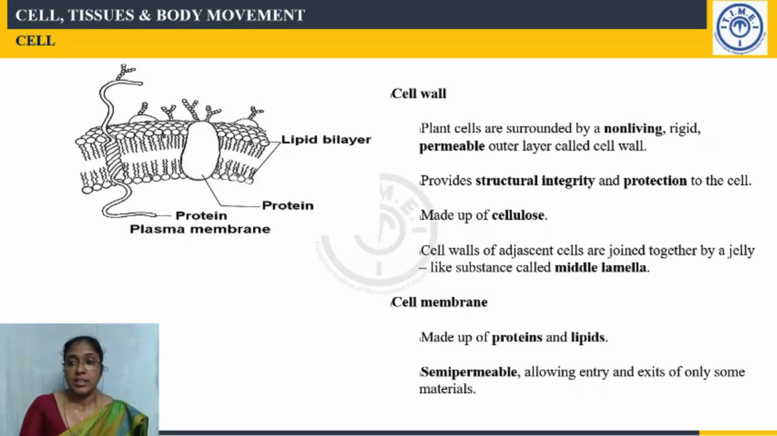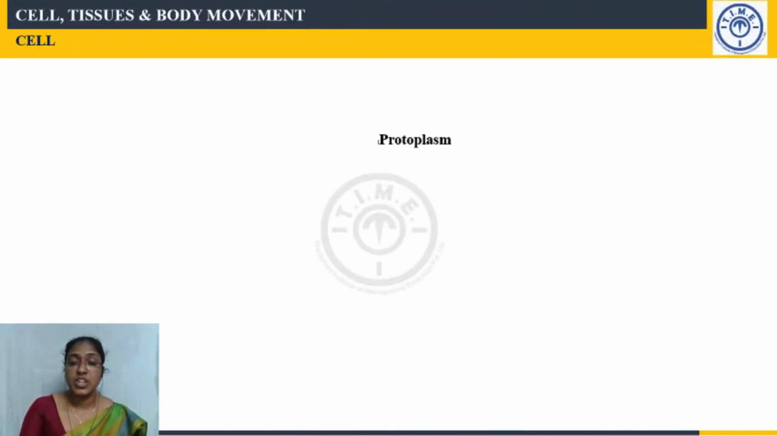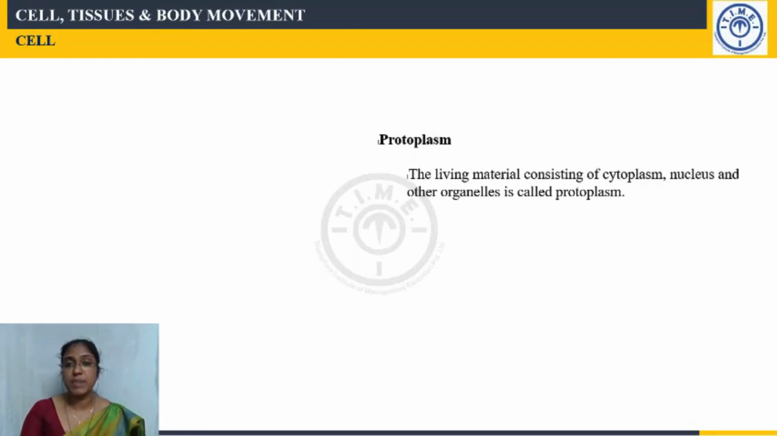Then moving on to the next topic, protoplasm. What is meant by protoplasm? It is the living material consisting of cytoplasm. Inside the cell, cytoplasm is present, and cytoplasm together with the nucleus and all other cell organelles is called protoplasm. So protoplasm is the living material.